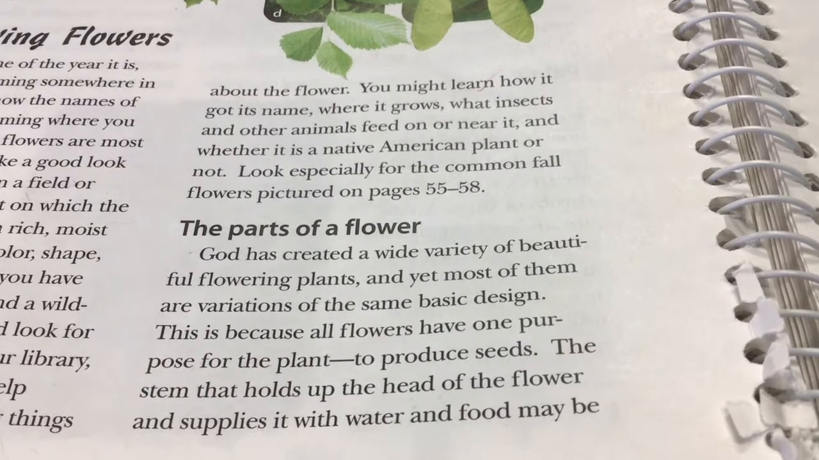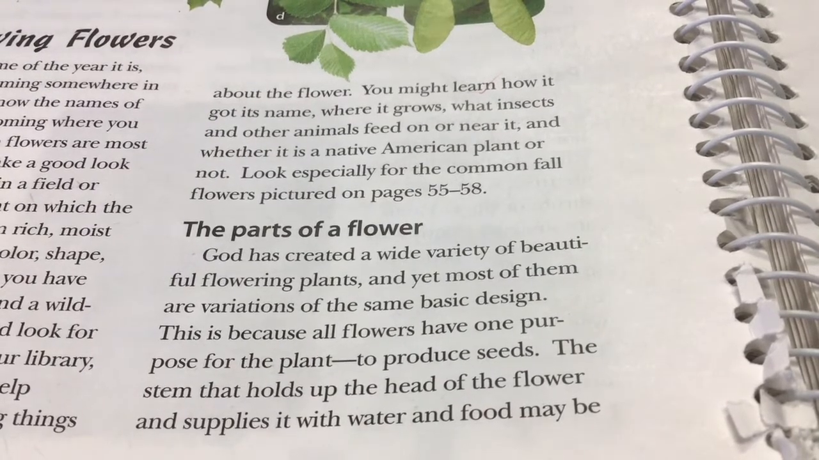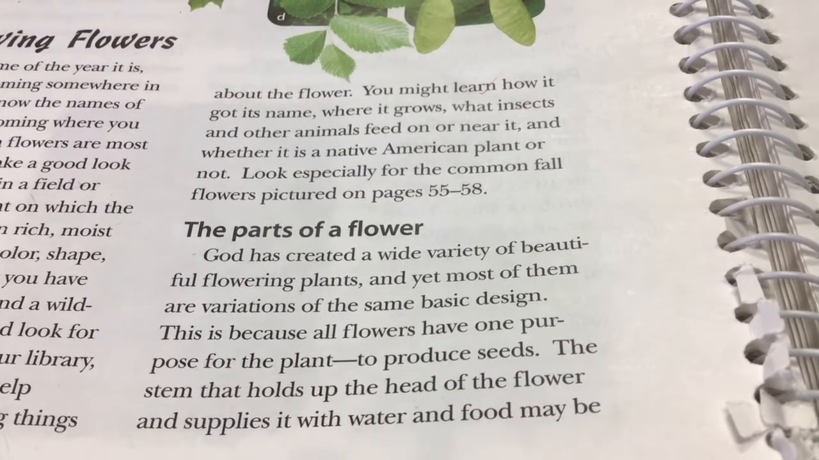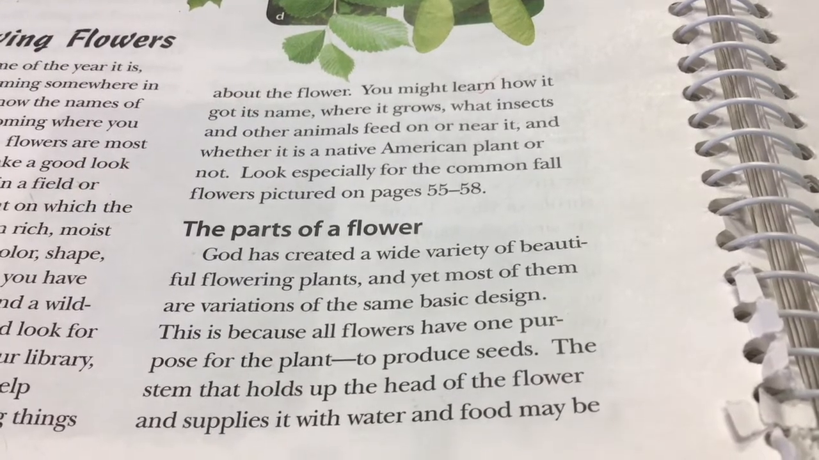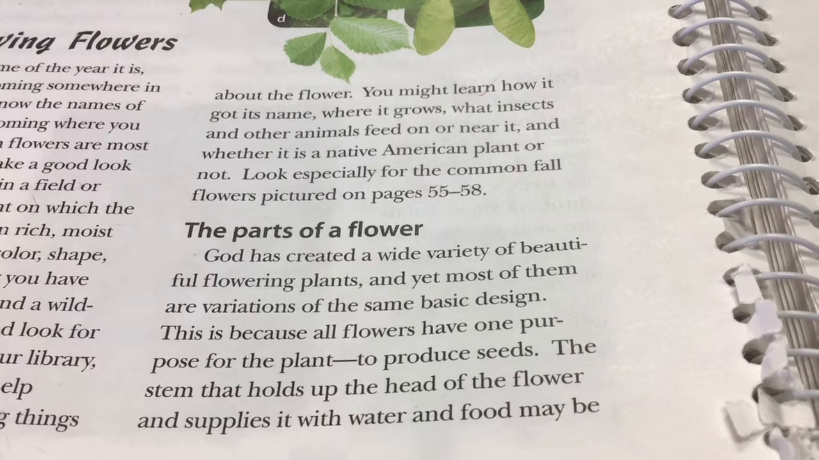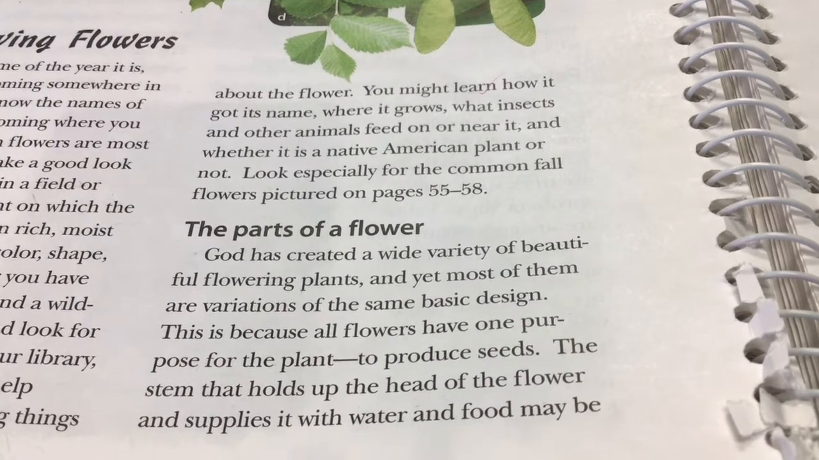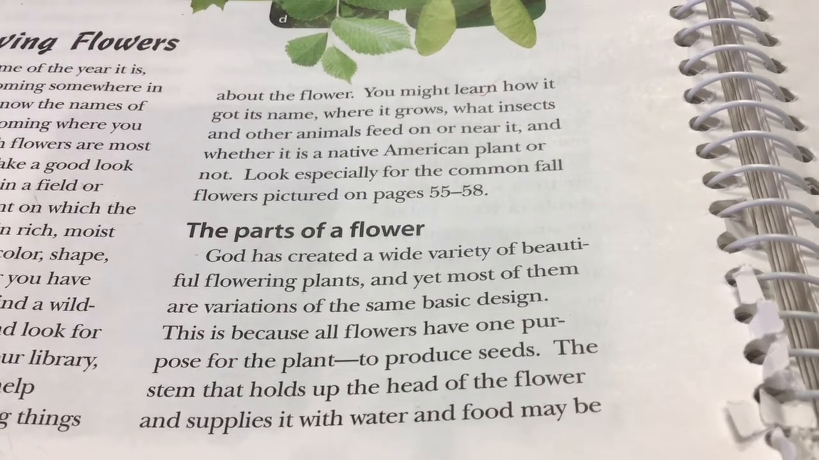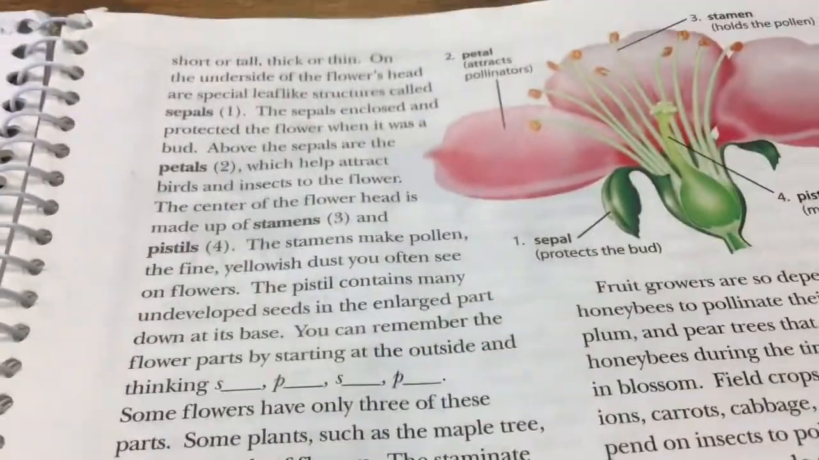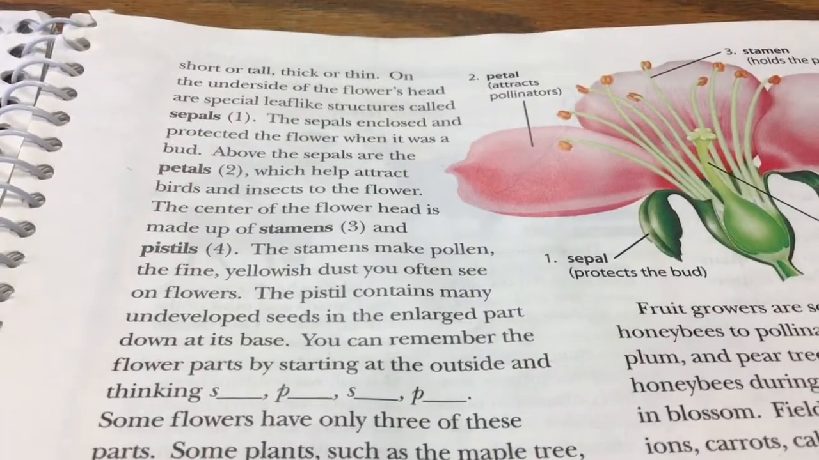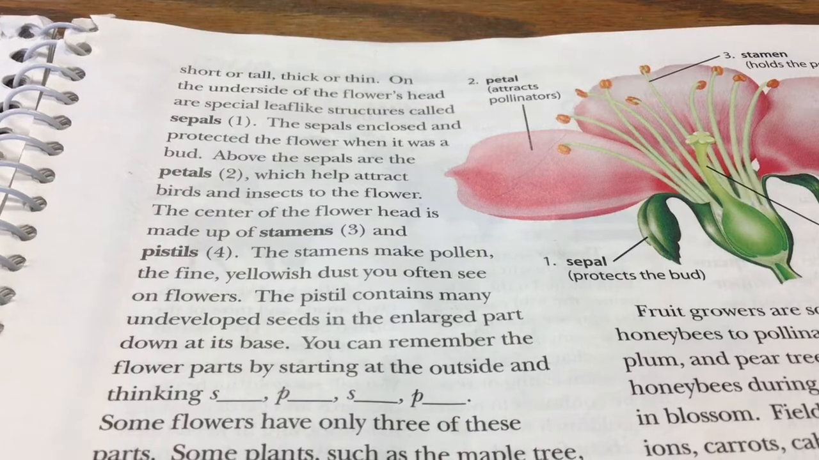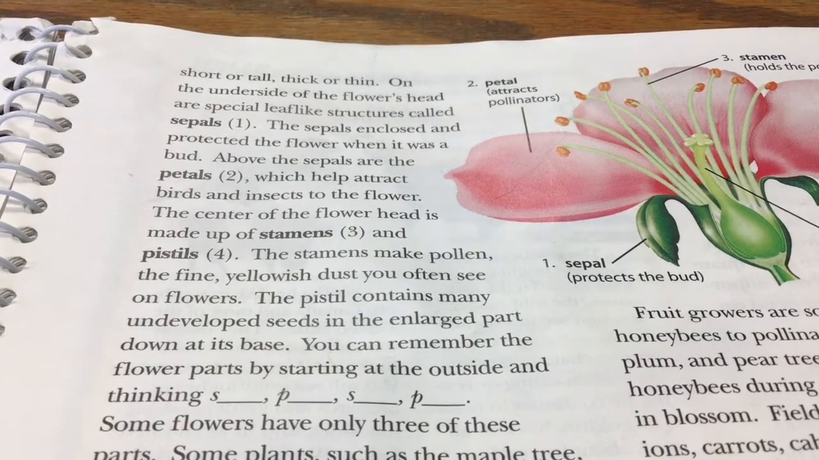The parts of a flower. God has created a wide variety of beautiful flowering plants, and yet most of them are variations of the same basic design. This is because all flowers have one purpose for the plant, to produce seeds. The stem that holds up the head of the flower and supplies it with water and food may be short or tall, thick or thin. On the underside of the flower's head are special leaf-like structures called sepals, number 1.